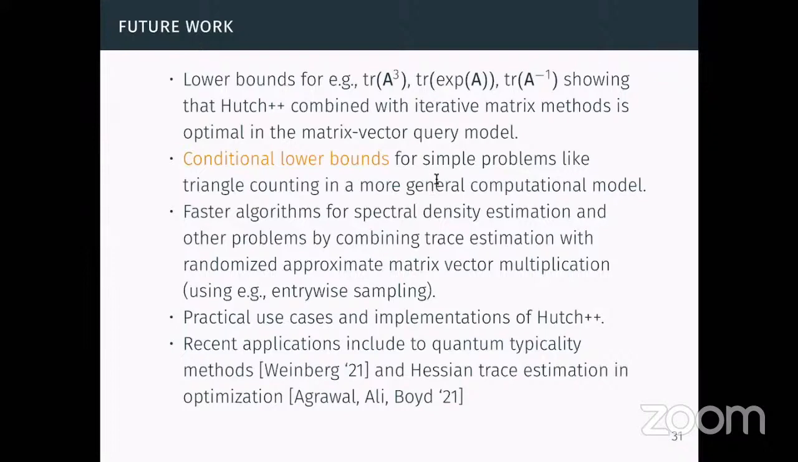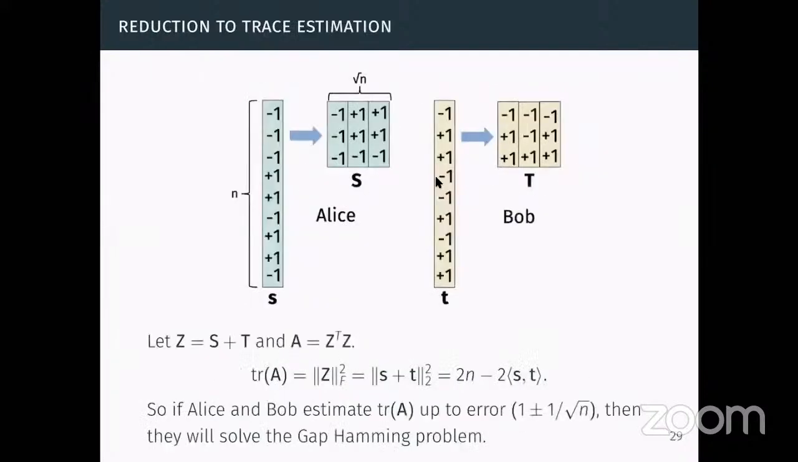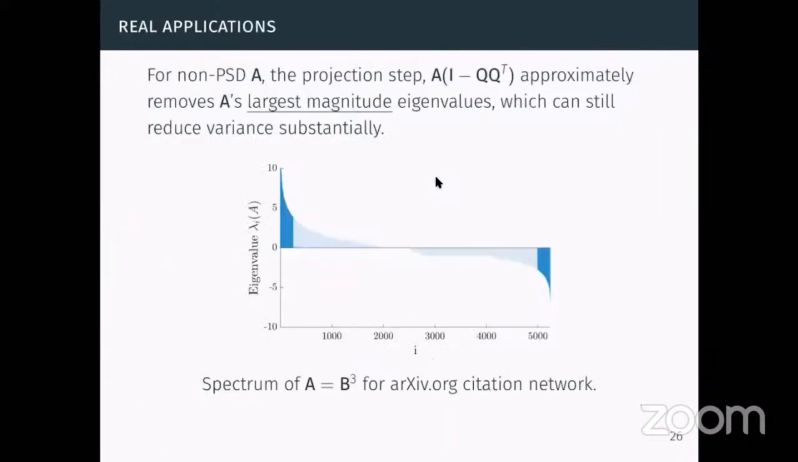Hey, Cameron. So you mentioned the problem with removing the PSD condition is that the signs of eigenvalues might change. If instead of estimating the trace, you wanted to estimate, say, the Schatten 1 norm, would you be able to remove the PSD condition?